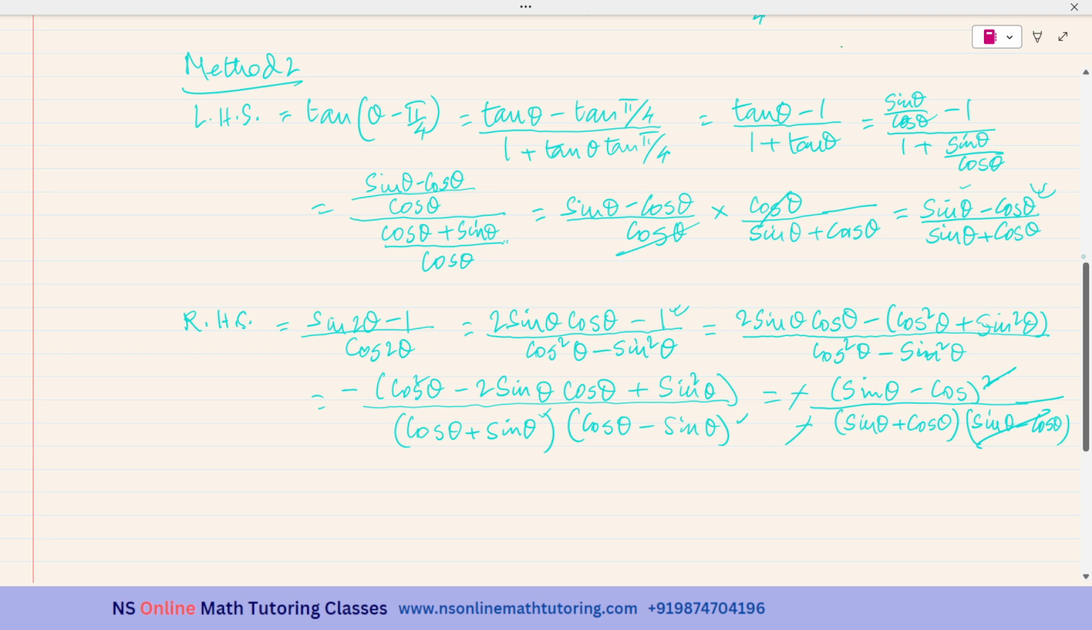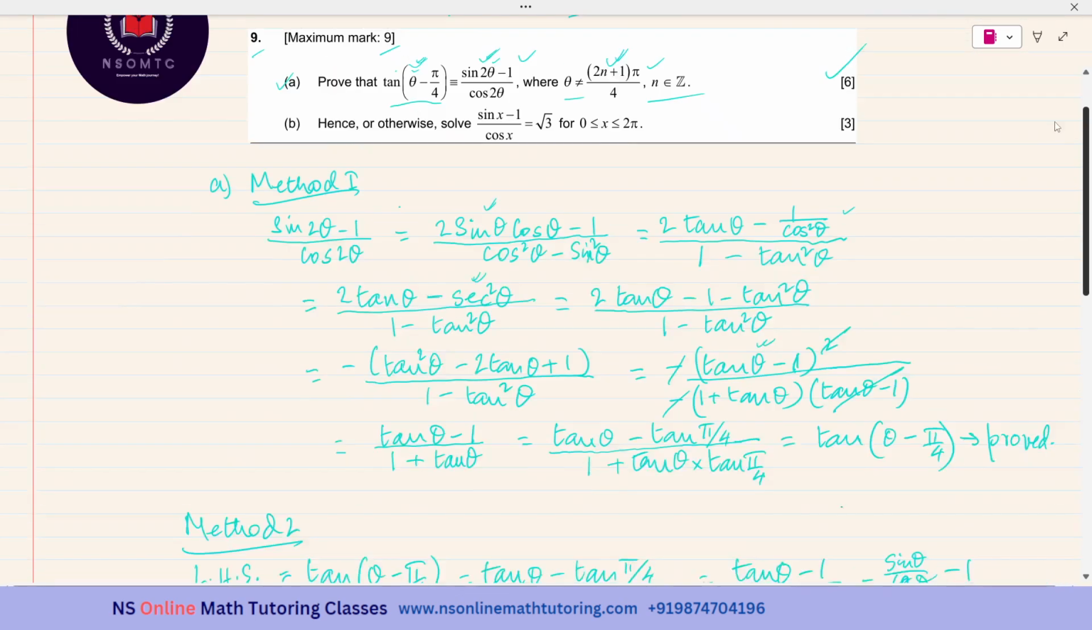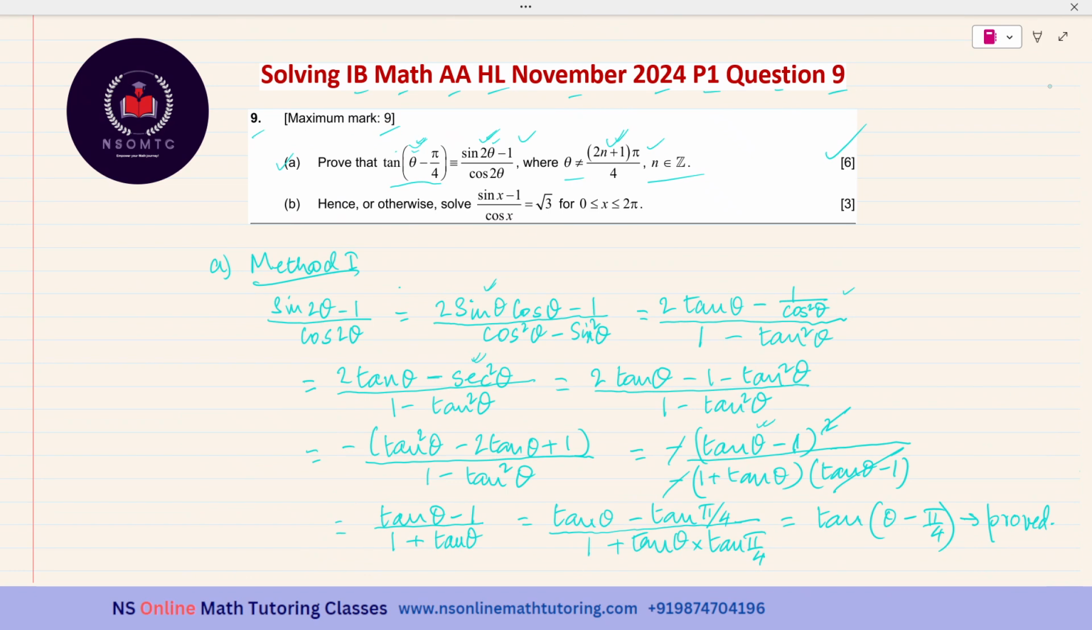These two will be getting cancelled and these two will be getting cancelled. So this is equal to sin theta minus cos theta over sin theta plus cos theta. So you have come to the same expression C. So therefore, left hand side is equivalent to the right hand side. Proved. Okay. So this is the more common way of proving, which most of the students will be applying.